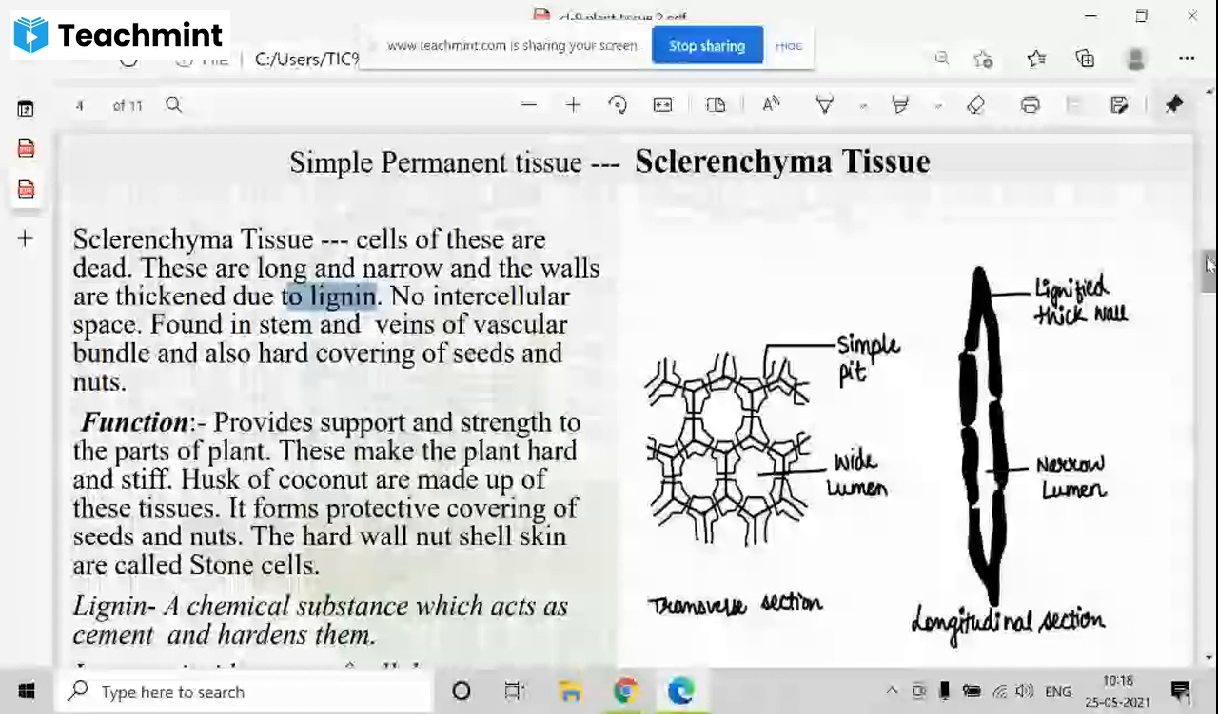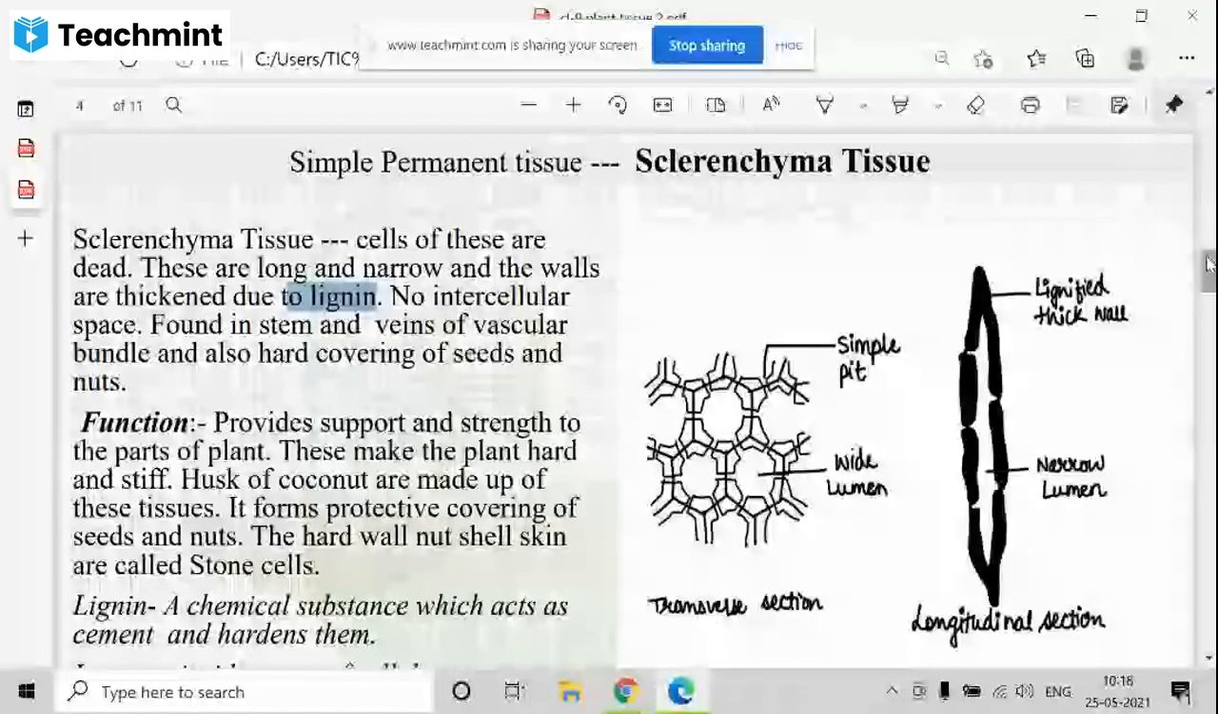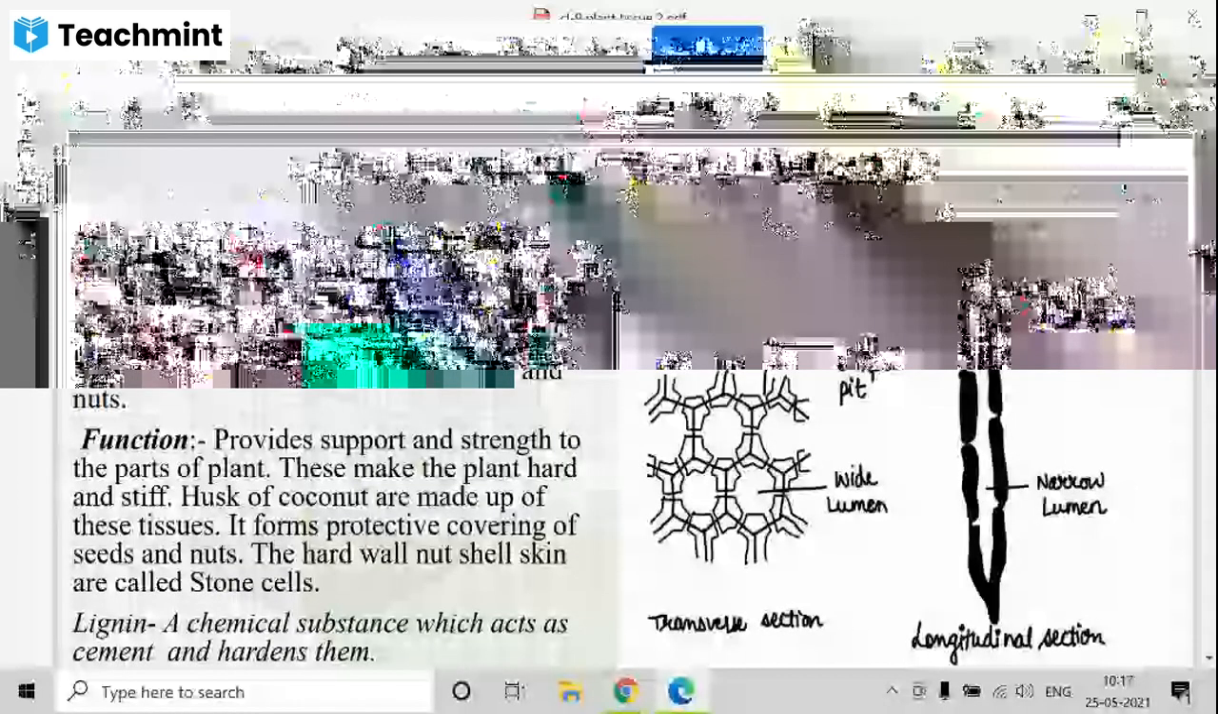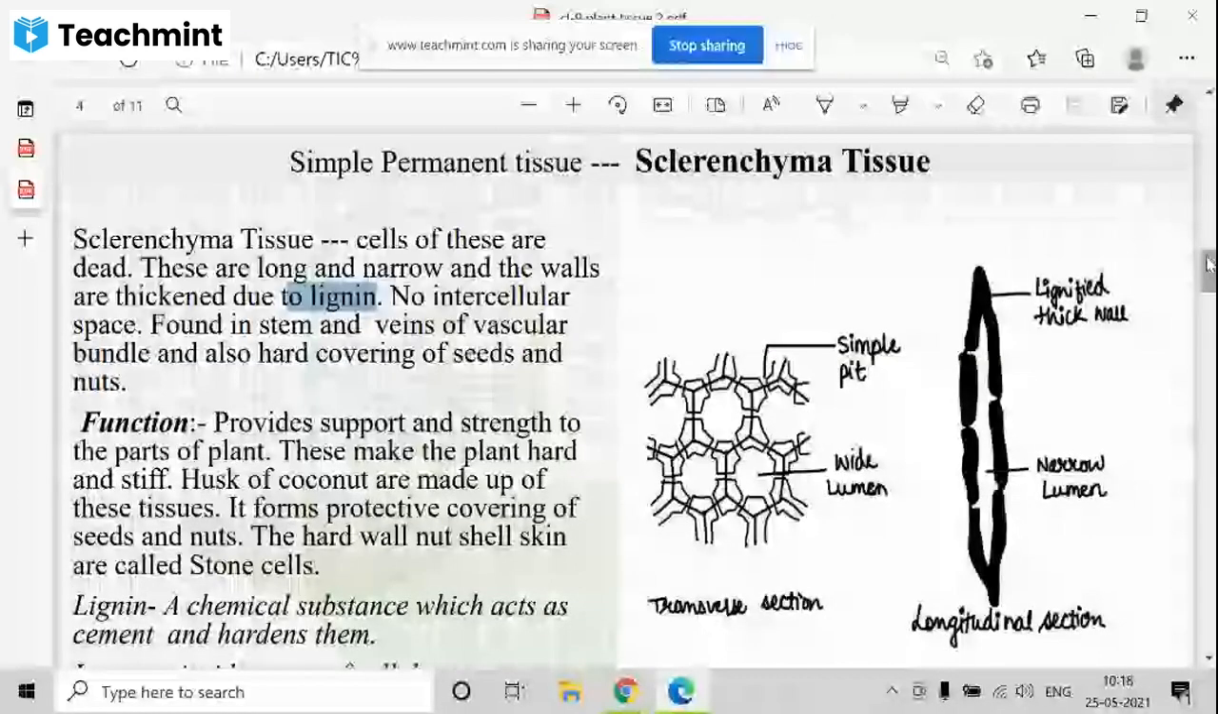Any doubt on these three? Parenchyma? Yes. Yes. Yes, both present lignin. One is a very hard type and another is the fiber type. Clear? The hard type is called the, yes.